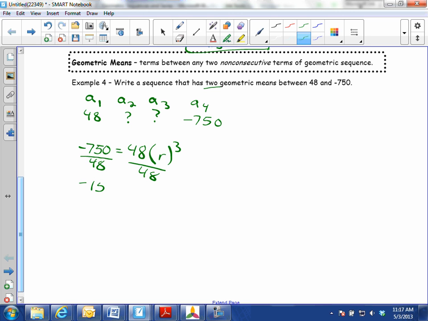Negative 15.65. And you're right, so we're going to have to take the third root to get rid of that third power there. Negative 2.5.